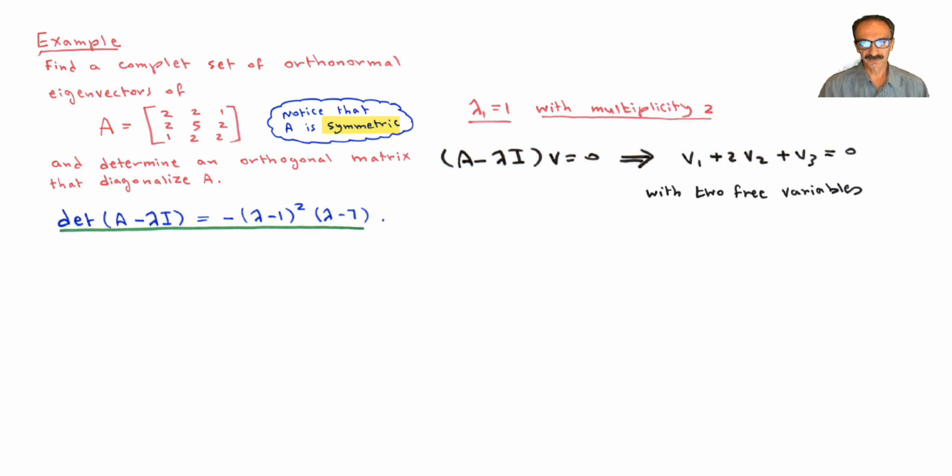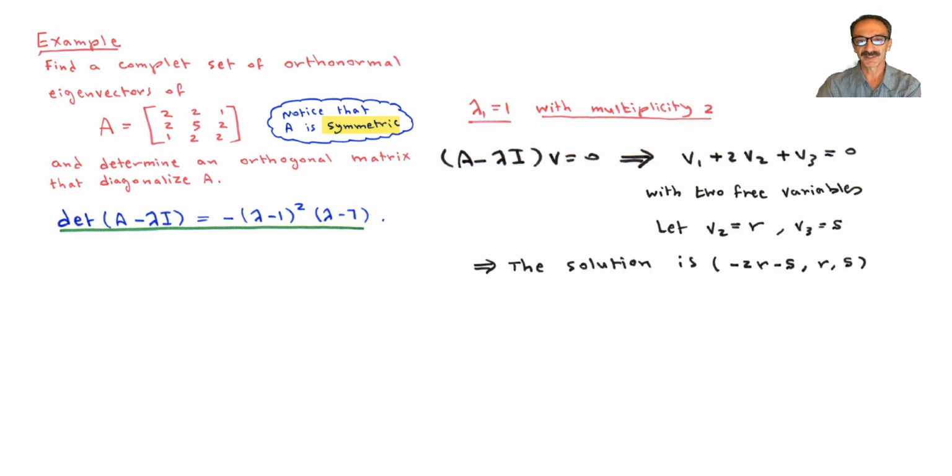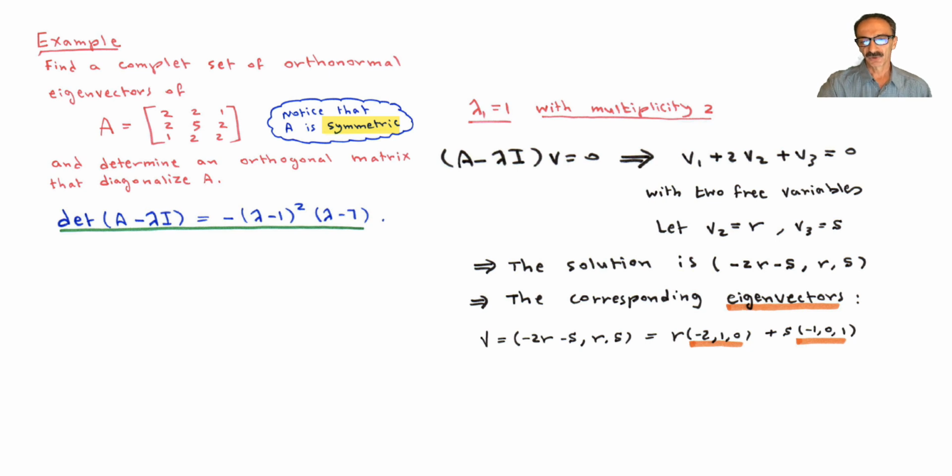With two free variables, V2 and V3, let's call V2 equals R and V3 equals S. With that in mind, we have V1 by itself, which is minus 2R minus S. Taking R and S out as factors, we get the corresponding eigenvectors: minus 2, 1 and 0, and minus 1, 0 and 1. So two eigenvectors for lambda 1.